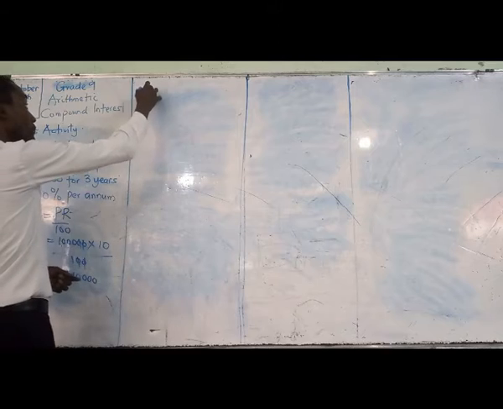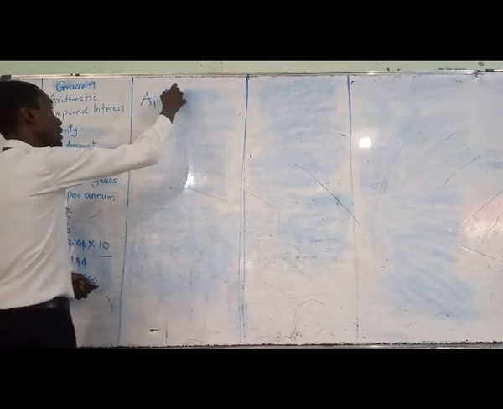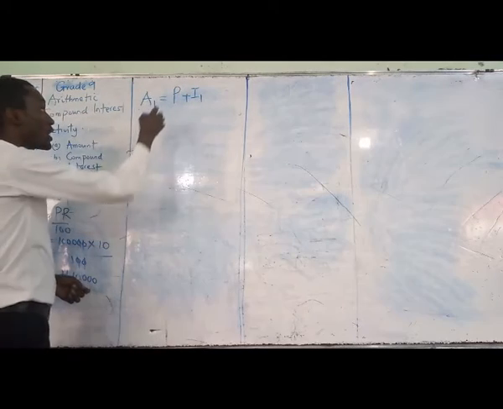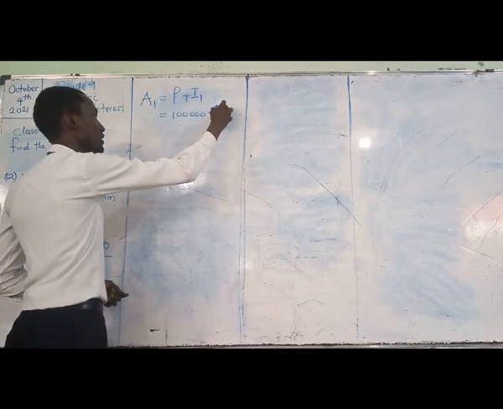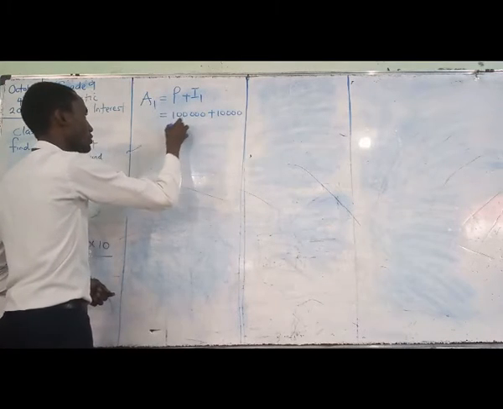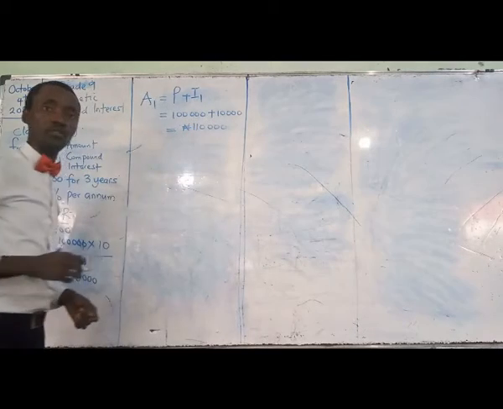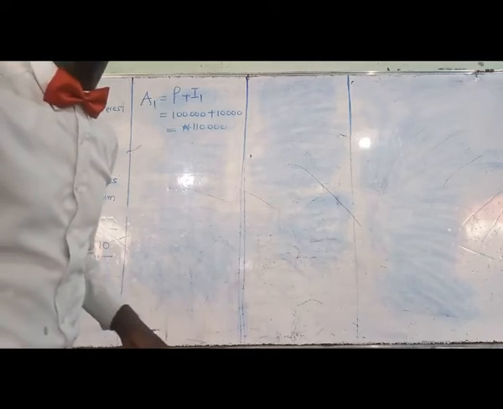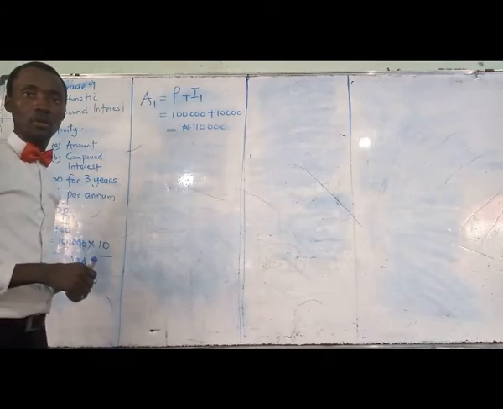So the amount at the end of the first year will now be equal to the principal plus the interest of the first year. And this will be 100,000 plus 10,000. And that obviously will give me 110,000 at the end of the first year. Alright, so we're done with the first one.